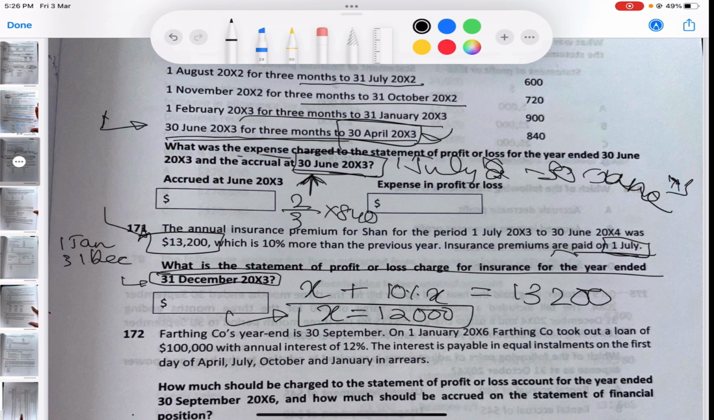So how are we going to do that? Think about it for a second. 6 by 12 into 12,000 is the previous year. 6 by 12 into 13,200 is the new year. Whatever you get, 6,000 plus 6,600, the final value will go to my P&L, which is 12,600. I hope you understood it.